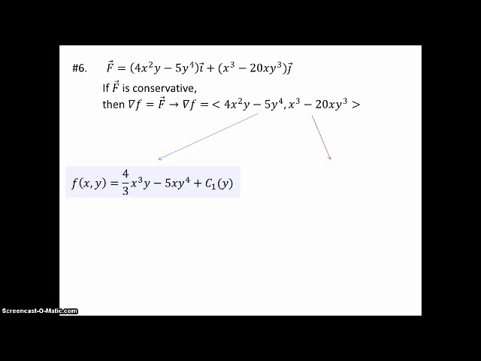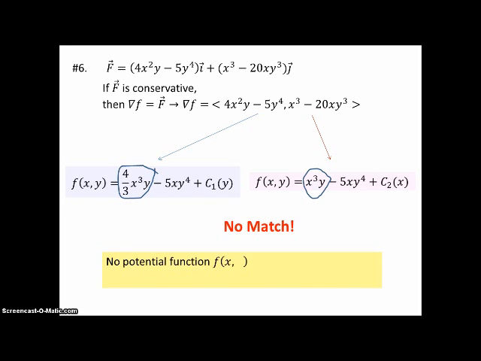And then the second component, using x as though it were constant and y as the variable, going backwards from the partial derivative with respect to y, we get x cubed times y minus 5xy to the 4th plus possibly a term in terms of x. Now we have a problem here because the term that involves both x and y does not match. Therefore, no potential function f of x, y exists for this vector field. Hence, F is not a conservative vector field.